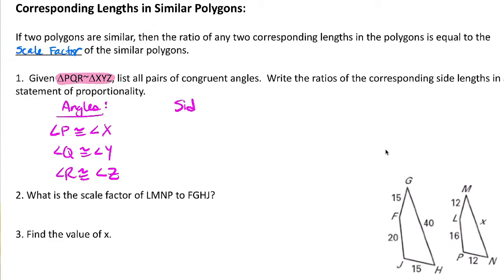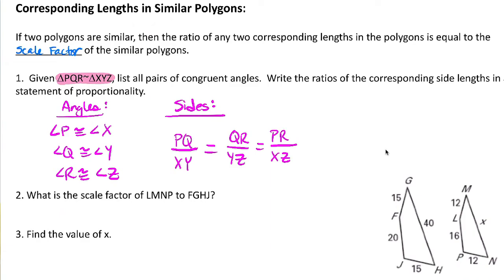As far as the sides go, we can write them in a statement of proportionality. There are three sides, so we're going to have three ratios. The first two letters are PQ, so the first two letters in the next shape, XY, will be corresponding sides. QR will correspond with YZ, so that's second and third letter. And then first and last gives us our third segment. And so those are all in a ratio with each other. They will be equal. They will reduce to the scale factor.